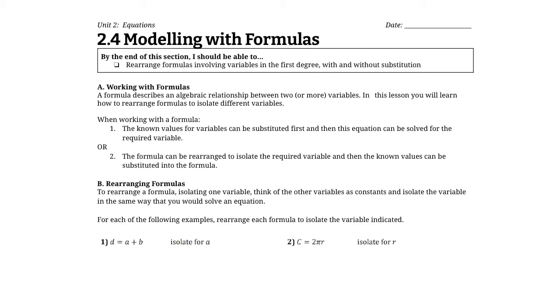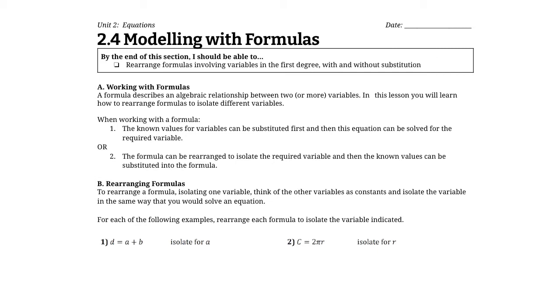So far in our study of algebraic equations, we've been looking at how to solve or isolate one variable at a time. However, in algebra, you can work with a variety of different algebraic formulas, and formulas describe algebraic relationships between two or more variables. In this lesson, you will learn how to rearrange formulas to isolate or solve for different variables.